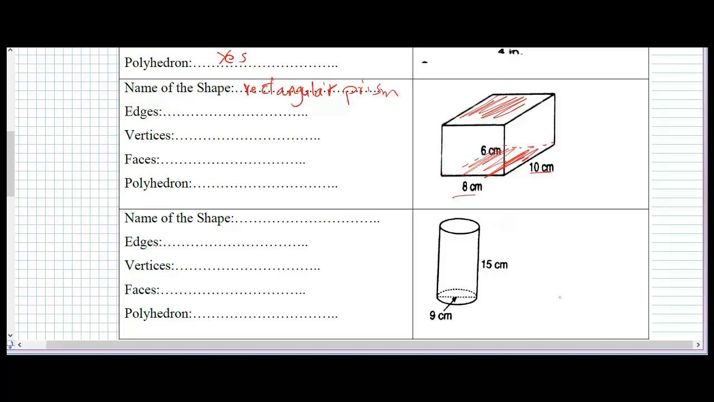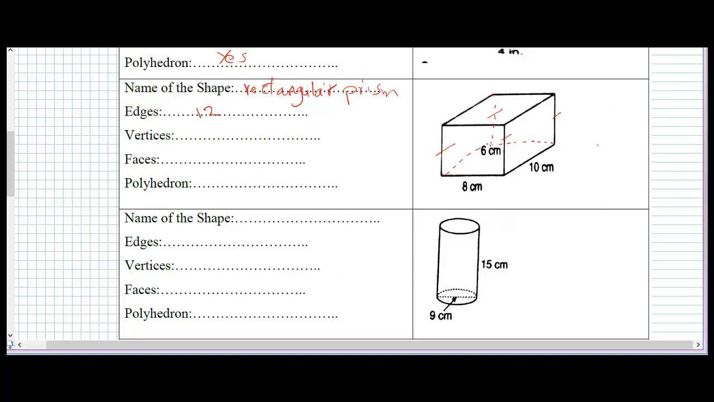Okay, let's count how many edges, vertices, and faces we have. Let's complete our shape like this, so it will be easy to count. How many edges do we have? We have 1, 2, 3, 4 down and 4 up. Okay, so this is 8. Then we have 1, 2, 3 and 1 in the back, 4. We have 4 on the sides, 4 up and 4 down. It means 12 edges.